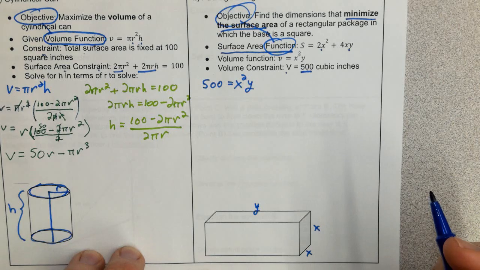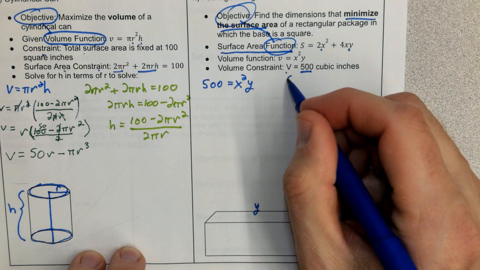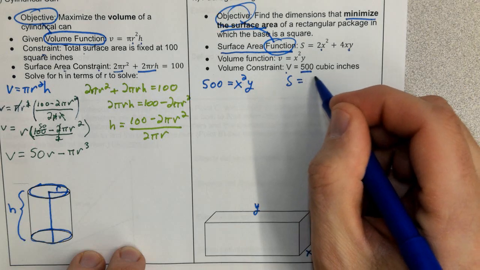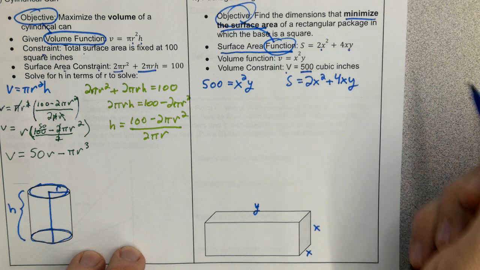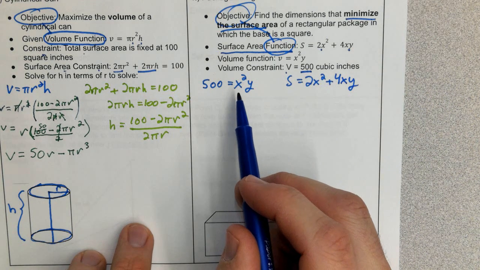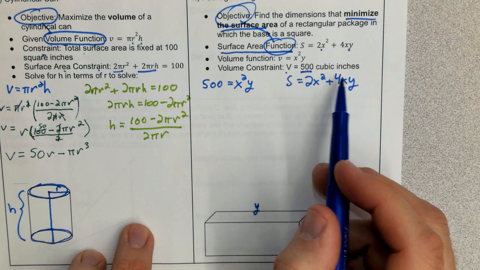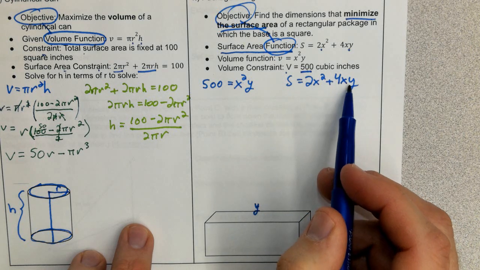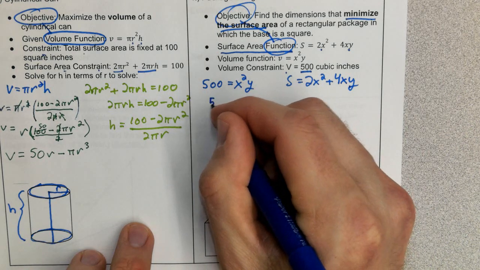And that means that I can use this equation to help me get this surface area equation into just one variable. Okay? So I'm going to take this. You could solve for x or y. It doesn't matter. But this is going to be easier to solve for y because it just shows up one place over here. So y is equal to 500 over x squared.